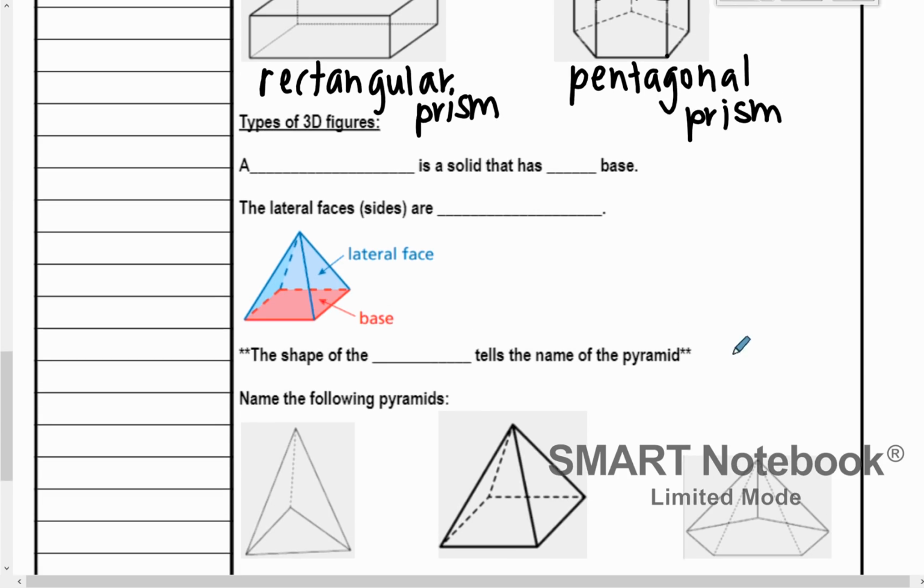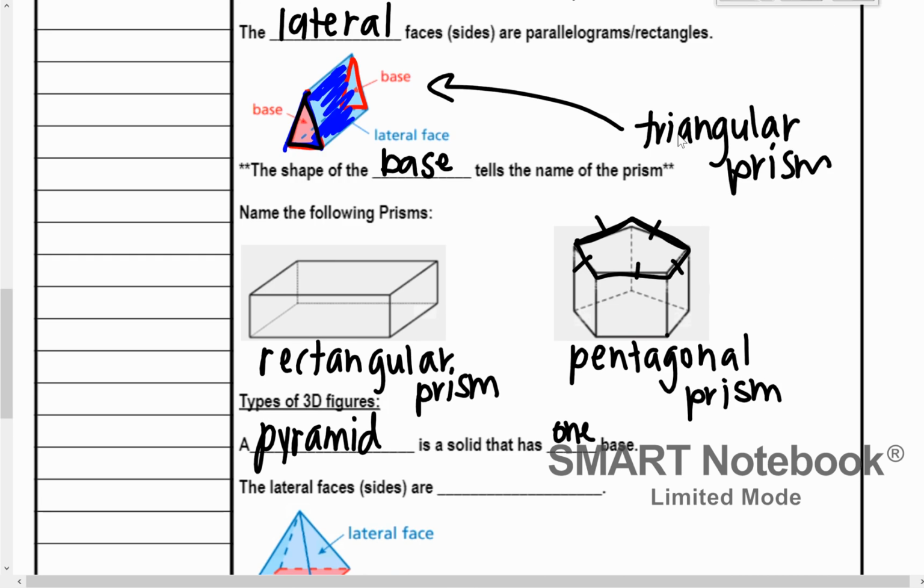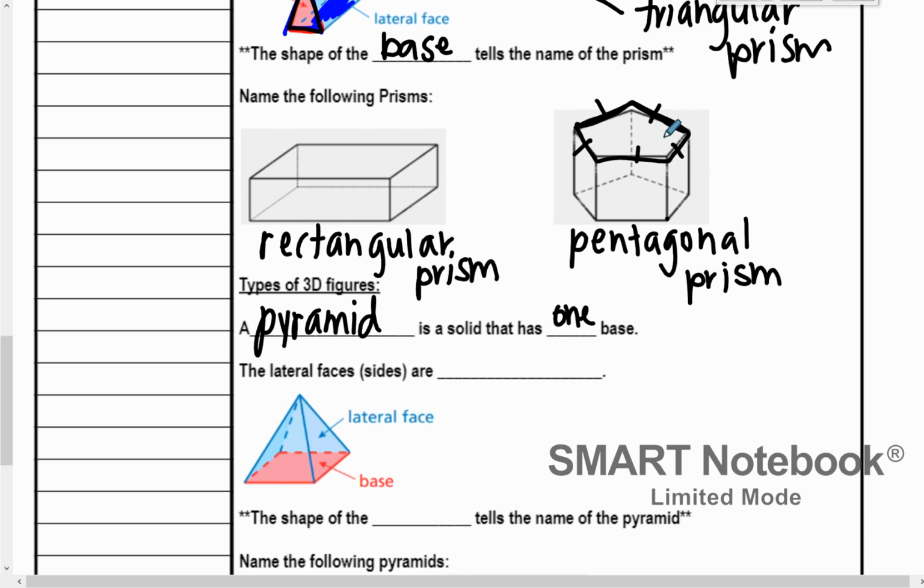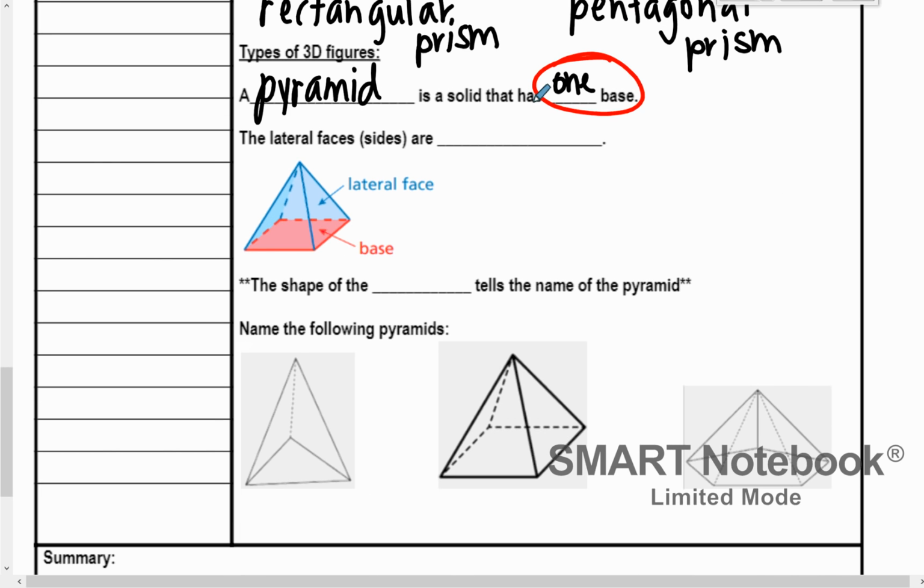Our next type of shape that we are going to be finding surface area of, you will not find volume of this until you are in 7th or 8th grade, but we are going to talk about pyramids. Okay, a pyramid is a solid that has 1 base. So already we can tell the difference between a prism and a pyramid because a prism has 2 bases, and a pyramid only has 1.